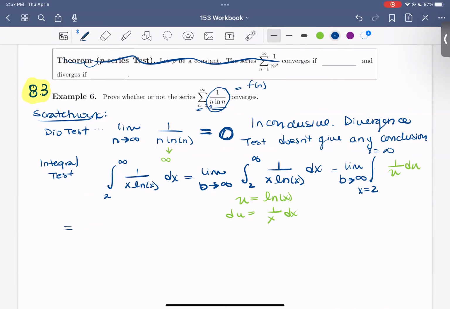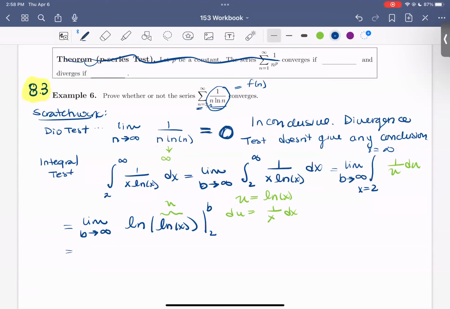When we do the u sub, we get 1 over u du. So then we just need to compute the antiderivative of 1 over u. The antiderivative is ln of u. Back in x world, that's ln of x, because recall u was equal to ln of x. Feel free to pause the video and work that out a little more on your end. So then we're evaluating at 2 and b.